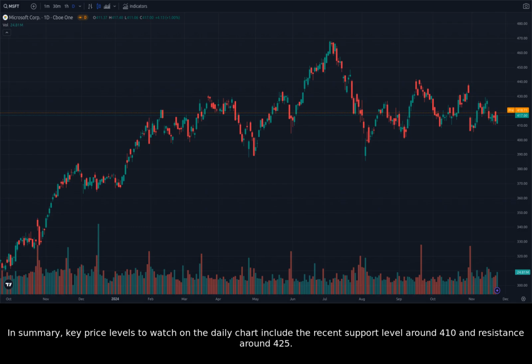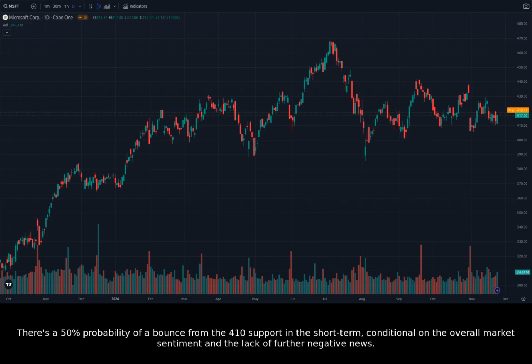In summary, key price levels to watch on the daily chart include the recent support level around 410 and resistance around 425. There's a 50% probability of a bounce from the 410 support in the short term, conditional on the overall market sentiment and the lack of further negative news.